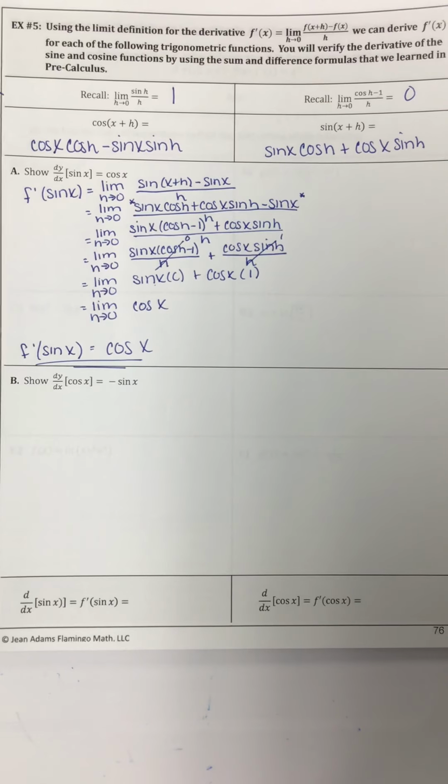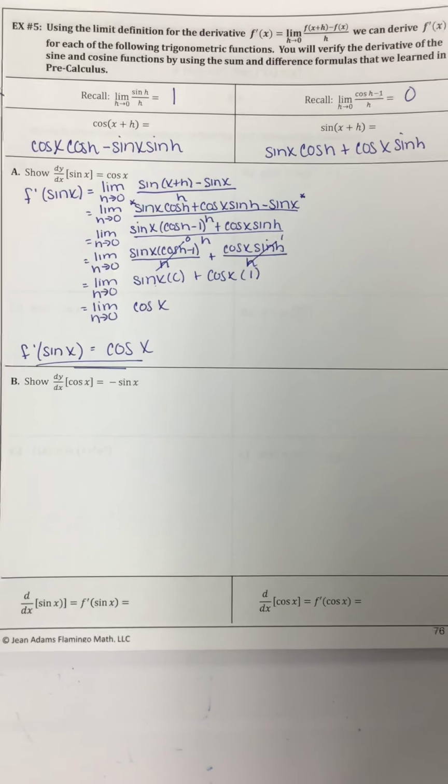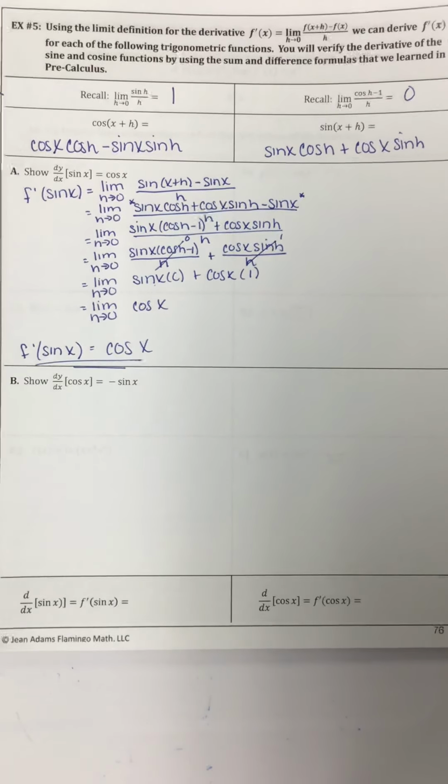All right, so we are going to finish up 2.5. We were proving these trig derivatives. So if we look at this one, we're going to show that the derivative of cosine of x is negative sine of x.